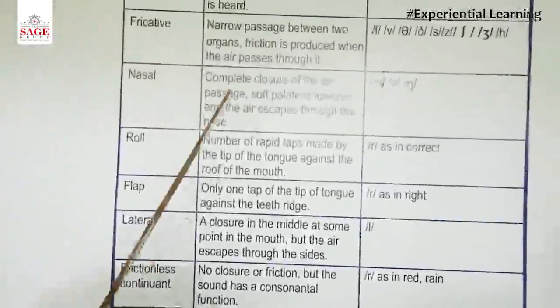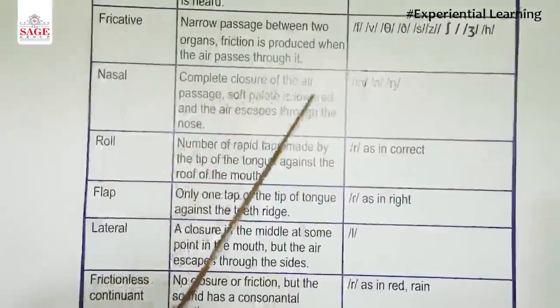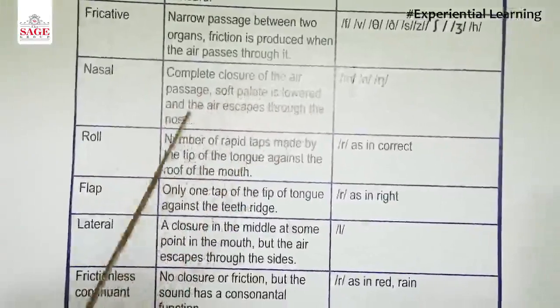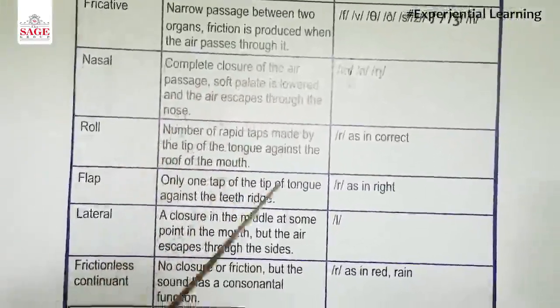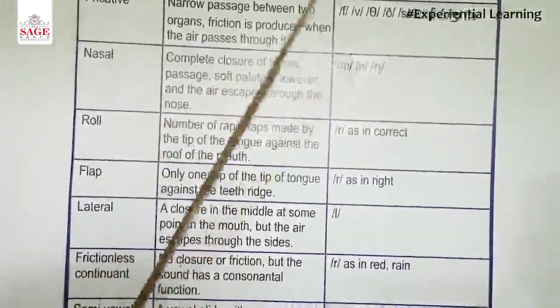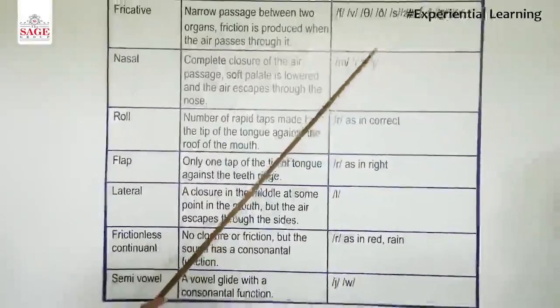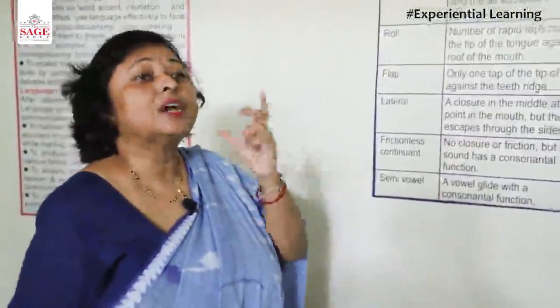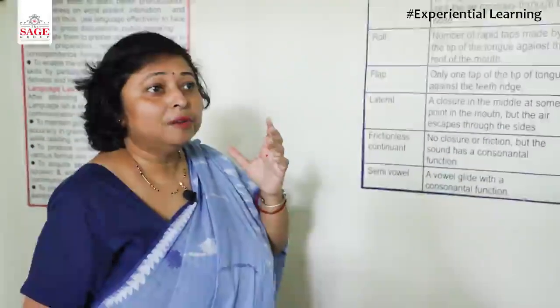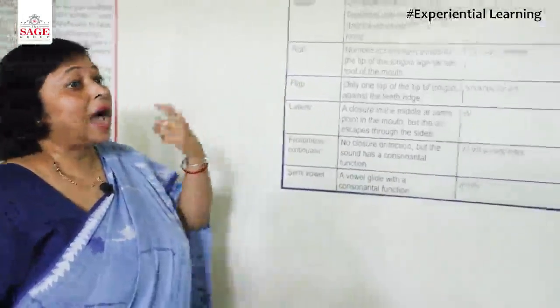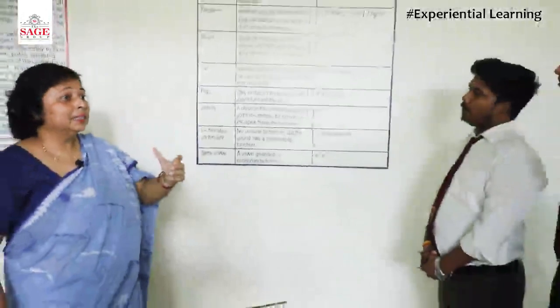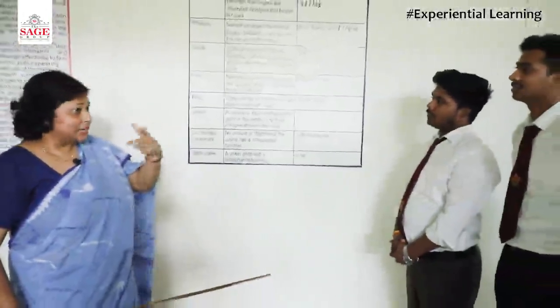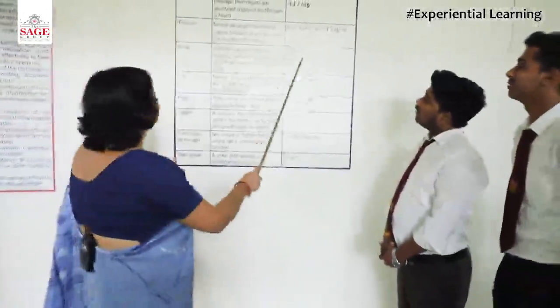Coming to the next sounds, that is called the nasal sounds. These sounds have complete closure of the air passage, the soft palate is lowered and the air escapes through the nose. The sounds are M, N, and, students, this sound is very new to you, that is called the NG sound. Can you say one word that has the NG sound? NG sound, like mingle, jingle. These are NG sounds.